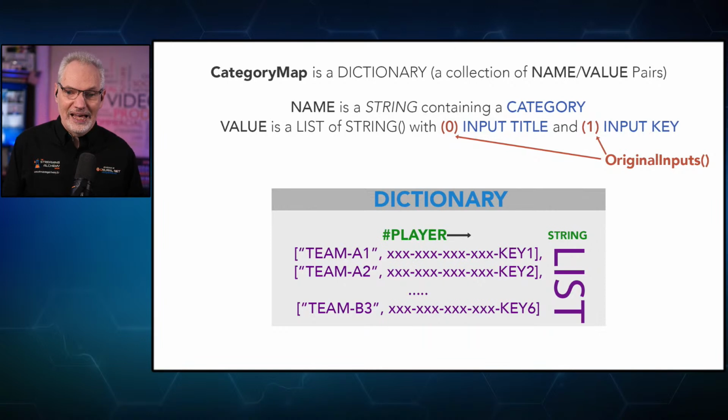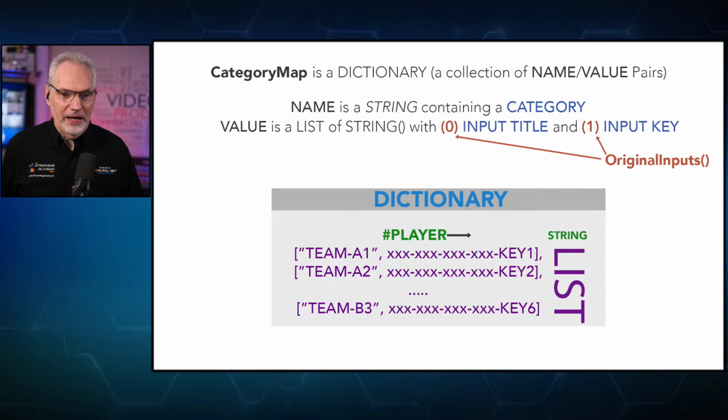And so when we put this together into this dictionary, what we have is the name, which is our index, the category, #player. And the values, which is a list of arrays of strings, are these arrays of the input title and the input key, which is how you access it. So that's what we're actually building out here. When we do this code, this was really important. If I didn't explain this well, it would be really difficult for you to understand what we're doing in the code. But hopefully this gives you a clearer picture of how all this would come together.